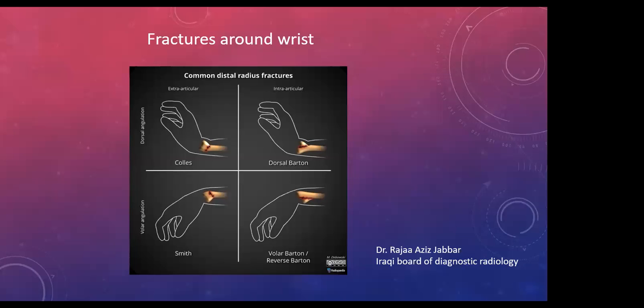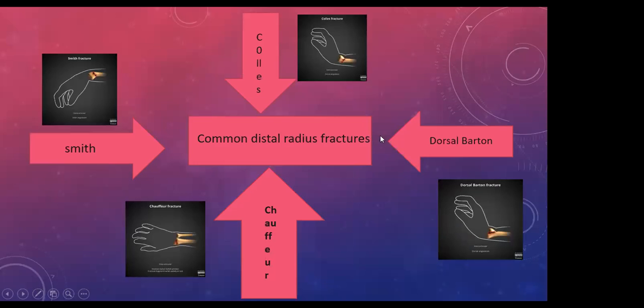Fracture around the wrist joint. Common distal radius fractures are classified according to the type of angulation and relation to the articular surface. Dorsal angulation: extra-articular Colles fracture, intra-articular dorsal Barton. With palmar angulation: extra-articular Smith fracture, and intra-articular palmar Barton and reverse Barton fracture.